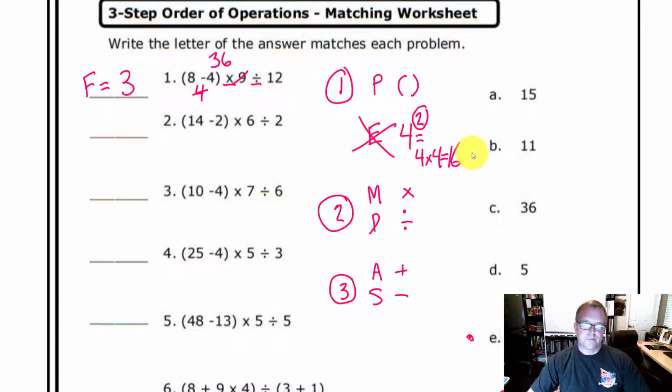F equals 3. Now, parentheses on number 2. 14 minus 2. What's 14 minus 2? It's 12. And what do I do next? Now I have to multiply. What's 12 times 6? Multiplication tables. 6 times 2 is 12, 6 times 10 is 60, 60 plus 12 is 72.